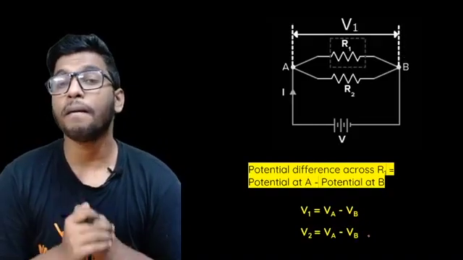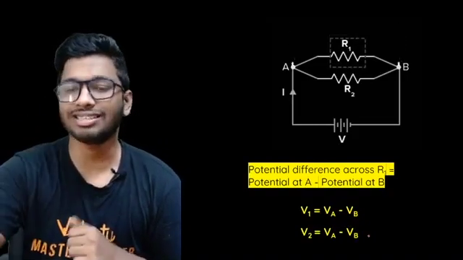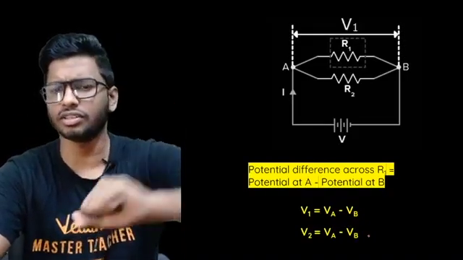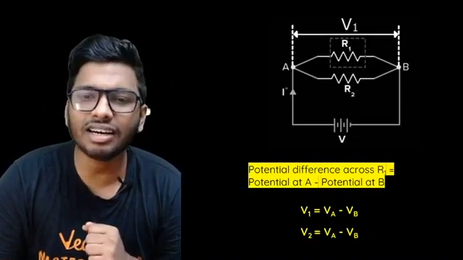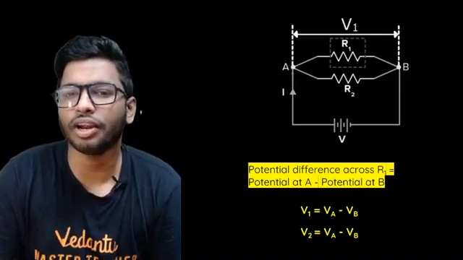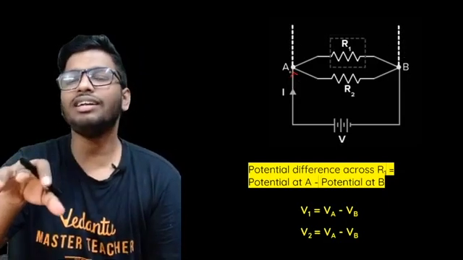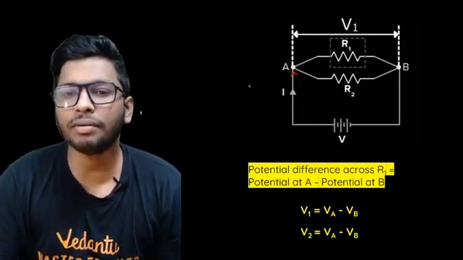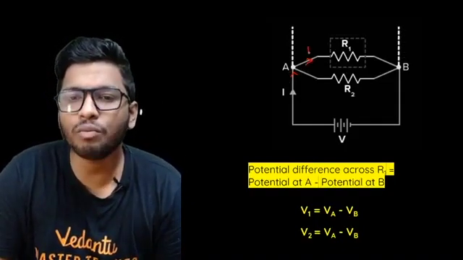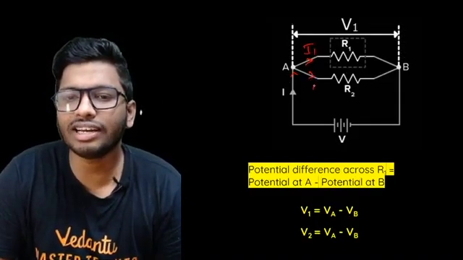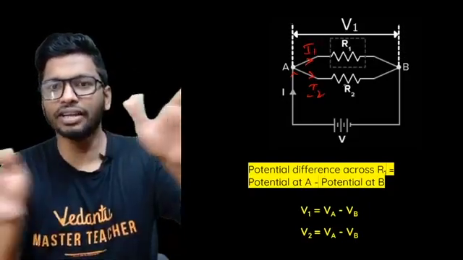So far so good. But the current, guys, let's talk about the current now. That is the potential difference. Great. What about the current? Now here's what happens. As the current passes and reaches this point, the current now has 2 paths to take. So what will happen? This current I will get divided as I1 and I2. It gets divided because it has 2 different paths.